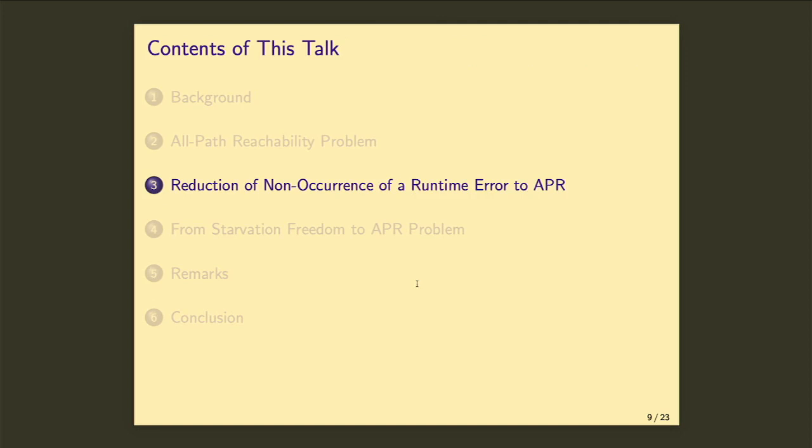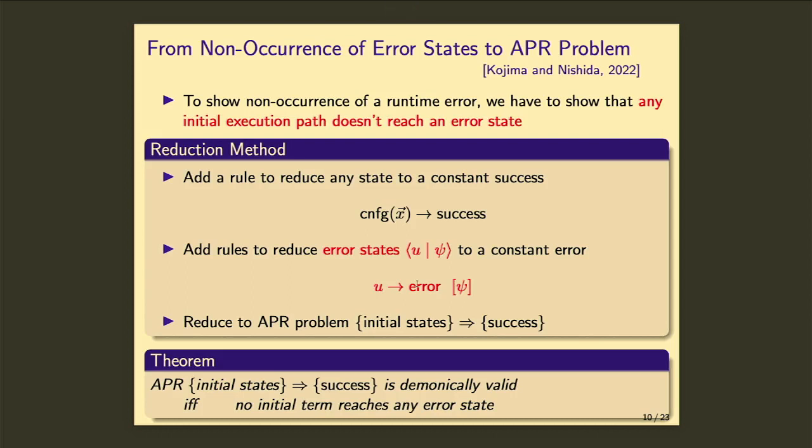So next is the reduction of non-occurrence of a runtime error to APR problems. To show non-occurrence of a runtime error, we have to show that no initial execution path reaches an error state. So the reduction method is this. First, we add a rule to reduce any state to a constant success. So this is the term representing any state to success, and we add this rule. And then we add rules to reduce error states to a constant error. So this U represents error states, and we add this rule to reduce them to error.